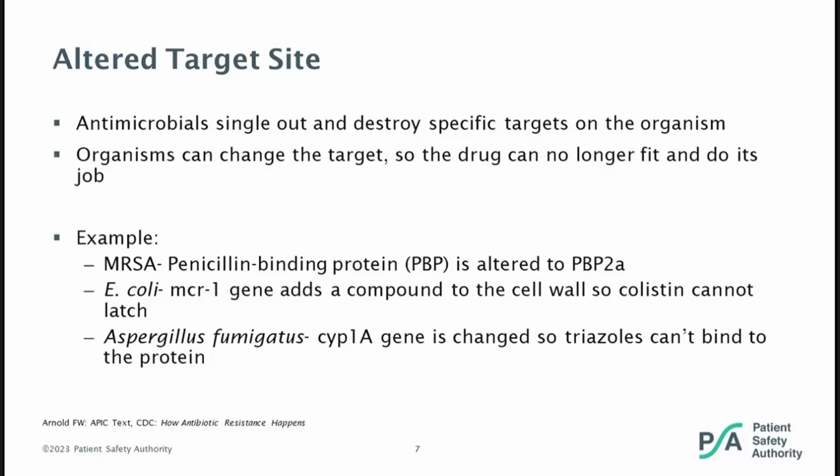First up is an altered target site. Normally, antimicrobials single out and destroy specific targets on an organism. But with this mechanism, organisms can change the target, so the drug can no longer fit and do its job. Examples of this include MRSA, in which a penicillin-binding protein, or PBP, is altered to PBP2A. In E. coli, the MCR1 gene adds a compound to the cell wall, so colistin cannot latch. And in Aspergillus fumigatus, the CYP1A gene is changed, so triazoles can't bind to the protein.